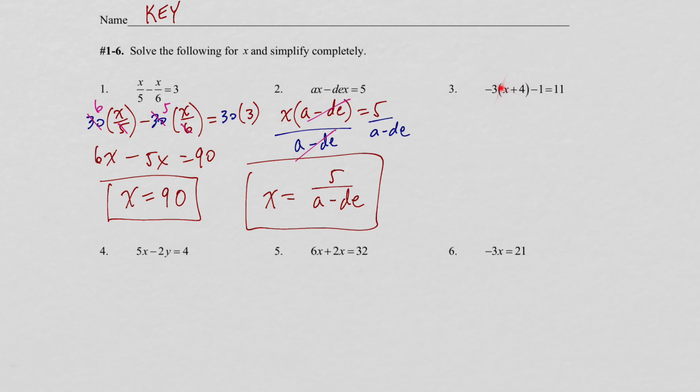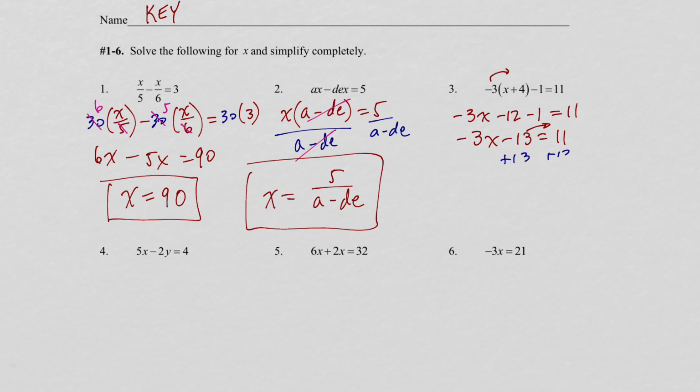For number 3, the first thing we're going to do is get rid of these parentheses. So I'm going to start by distributing the negative 3. We'll get negative 3x minus 12, and then we have the minus 1 equals 11. I'll combine like terms. Negative 12 minus 1 is negative 13. And then I'll bring the 11 to the other side by adding it.